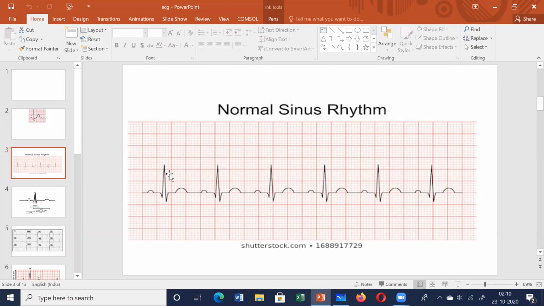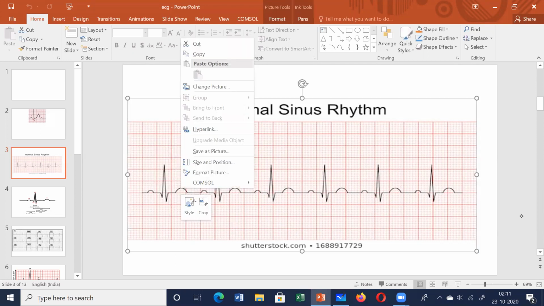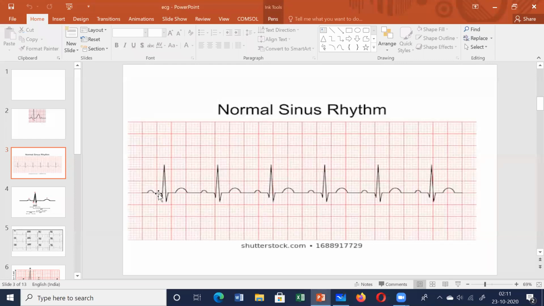Remember, this RR interval gives you the ventricular rate, and this PP interval, this first wave, is your P wave. You can see the first downward deflection is your Q, the first positive in this QRS complex, this tall one, is your R. Again this negative deflection is S, and this one is your T. So this is P, then it is followed by QRS, T.